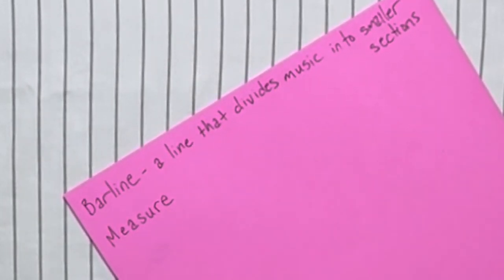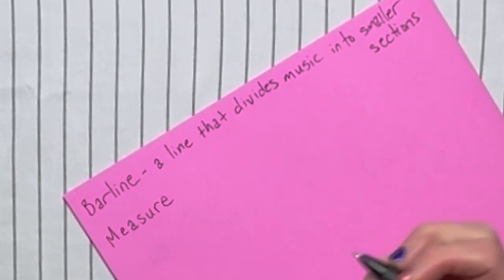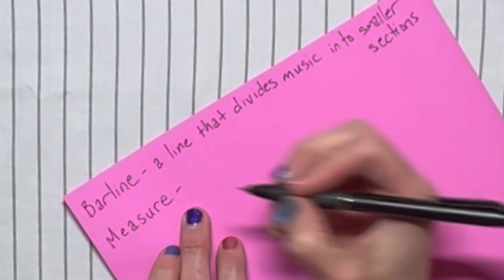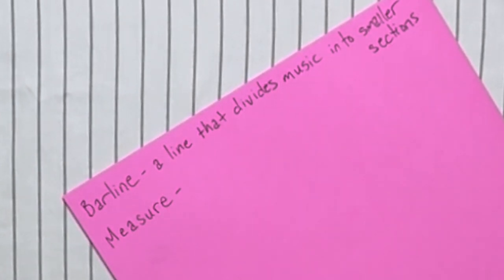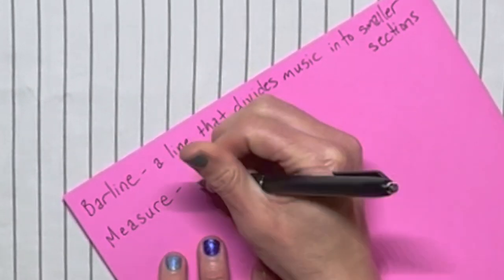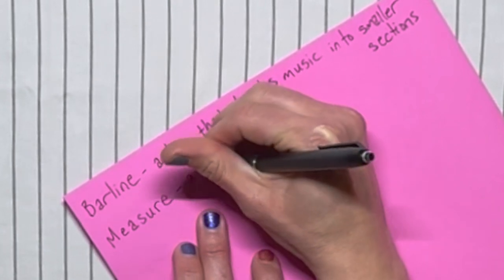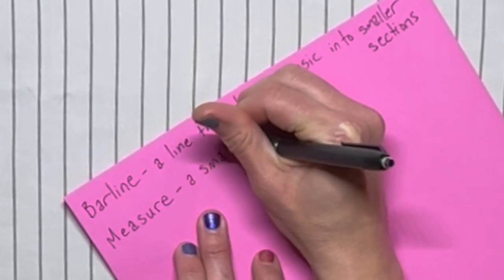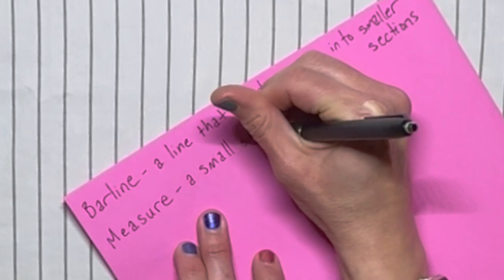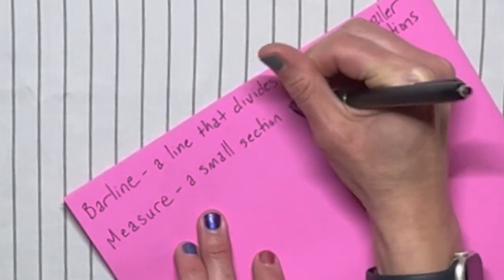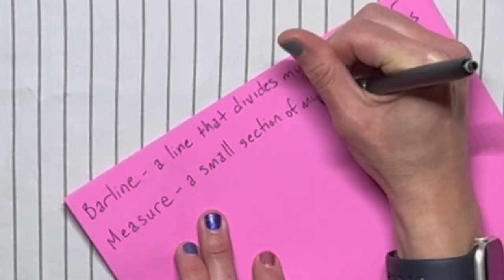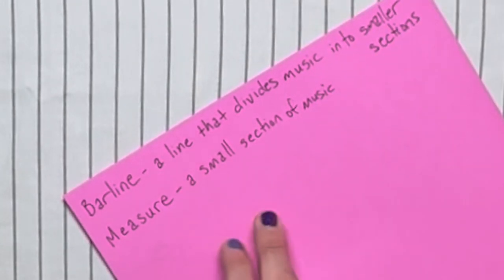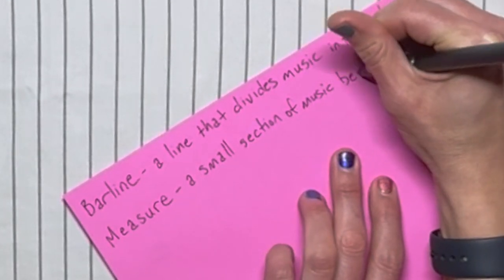M-E-A-S-U-R-E, measure. Now, to measure something can mean that you are seeing how big it is, like with a ruler or something like that. But in this case, a measure is a smaller section of music, just like we were saying here. A small section of music between bar lines.